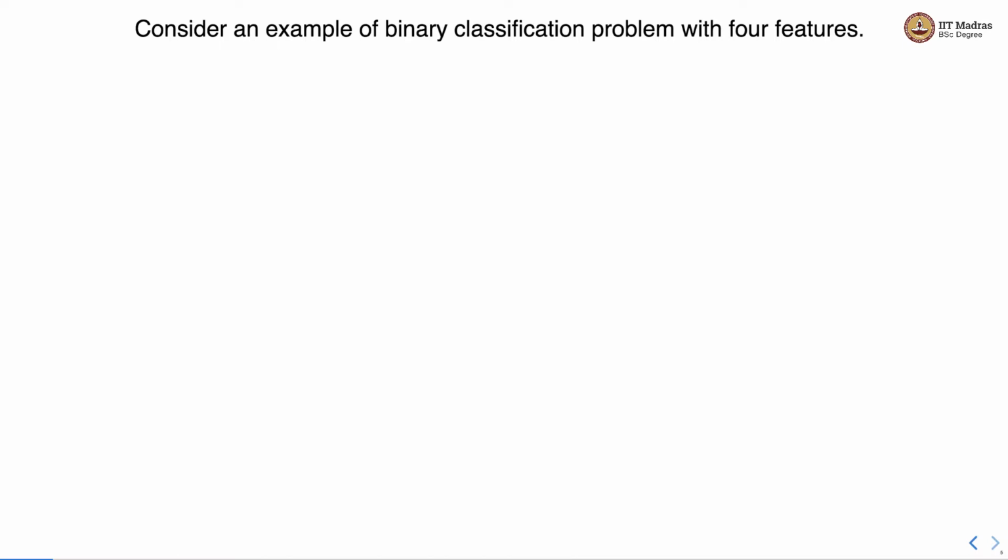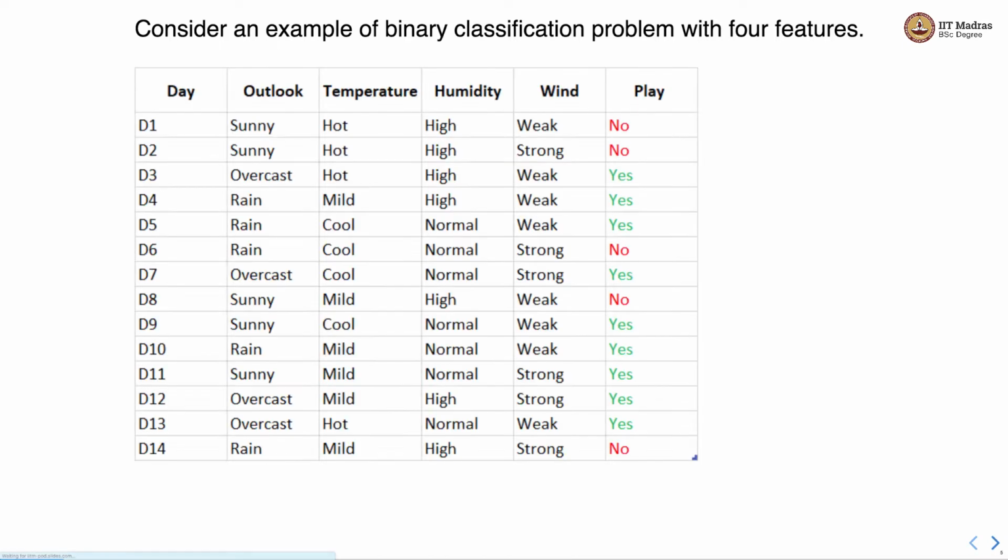Consider an example of a binary classification problem with 4 features. Here we are trying to decide whether to play tennis or not depending on the climate. On each of the days we check outlook, temperature, humidity and wind. All these 4 attributes are categorical. Outlook could be sunny, overcast or rain. Temperature could be hot, mild and cool. Humidity is high or normal, and wind is either weak or strong.